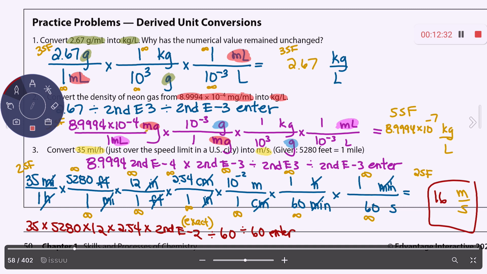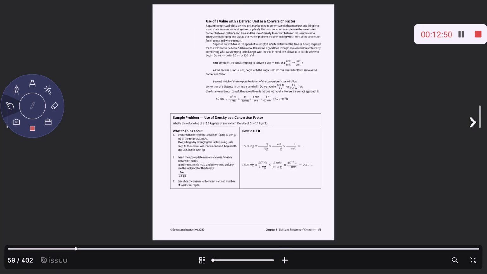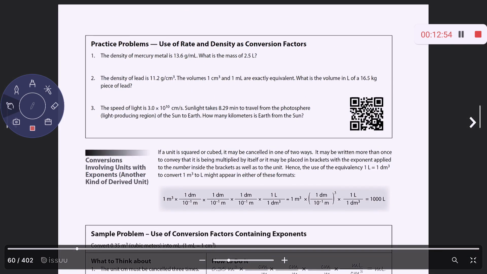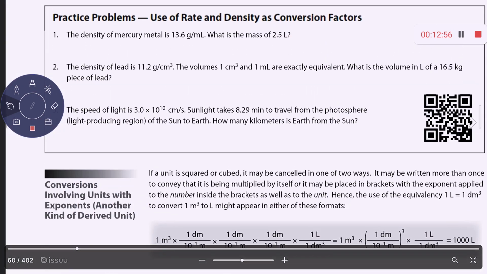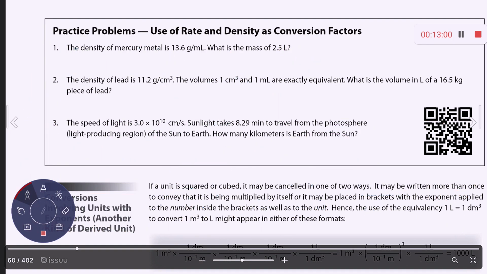So what I'm going to do is we're going to jump straight into the next set of practice problems, okay? We learned previously about density. Remember how I give you the density triangle? Okay, so since density is a derived unit, we can use it to convert from one thing to another, depending upon the problem that we're doing, okay? So if we take a look here at these practice problems, what I'm going to do is stop this video and restart it.